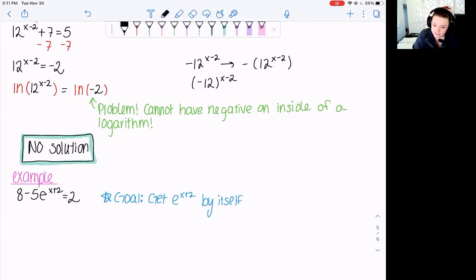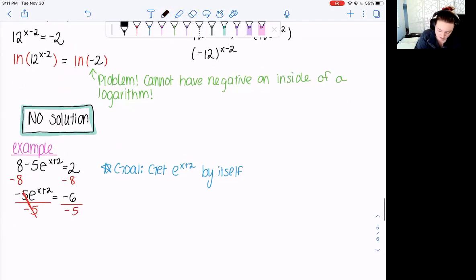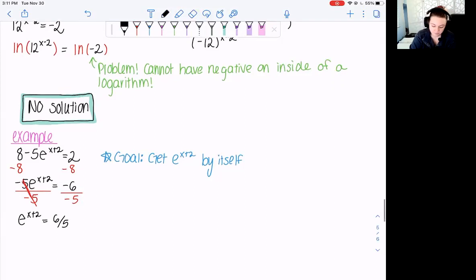So I'm trying to get e by itself. I am starting with subtracting 8 on both sides. I'm left with negative 5 e raised to the x plus 2 is equal to negative 6. Still working on getting that e by itself. So I'm not subtracting, I am dividing by negative 5 on both sides, because that will cancel the negative 5 in front of the e. I get e raised to the x plus 2 is equal to 6 divided by 5. Now that we have the base and the exponent by itself, equal to a number, we can take the natural log of both sides. ln.